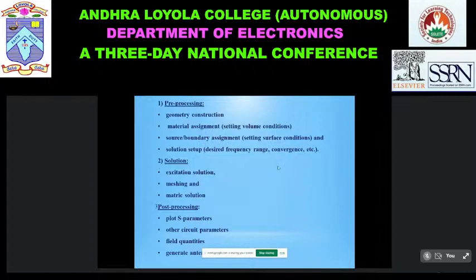Here we can observe that in pre-processing, the first step is geometry construction, alignment of dimensions, and material assignment. Material assignment is nothing but substrate materials like that. The next ones are boundary settings and solution setup. This is the pre-processing step. The second one is the solution, excitation solution. The third step is extracting results from the antenna design.